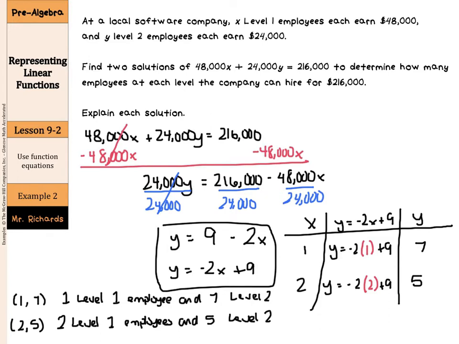So we took our function and we solved for y by moving our x to the other side and then dividing by the 24,000. The key here was dividing by everything. And then, using that function, we came up with values for x like 1 and 2. You could certainly use 0 or 3 or 4 and see how that works as well. And then we interpreted our solution, saying (1, 7) means they can hire 1 level 1 employee and 7 level 2 employees. (2, 5) means they can hire 2 level 1 employees and 5 level 2 employees.